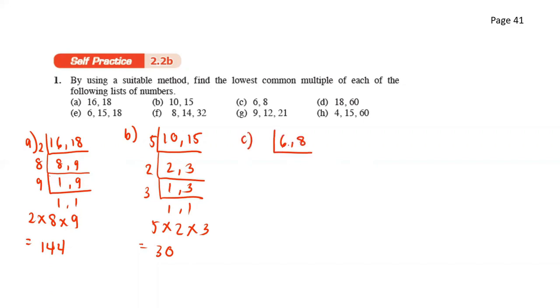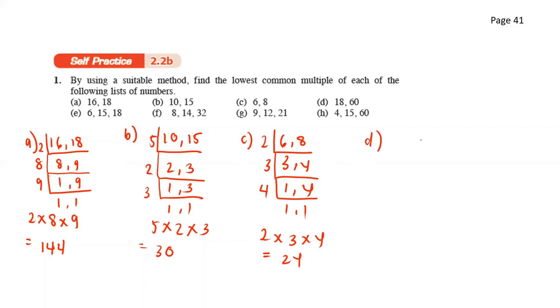Next for C, we have 6 and 8. So first we will divide it by 2. We'll get 3 and 4. Then we'll divide it by 3, we'll get 1 and 4, and lastly for this, we'll divide it by 4, we'll get 1 and 1. So 2 times 3 times 4 gives us 24.